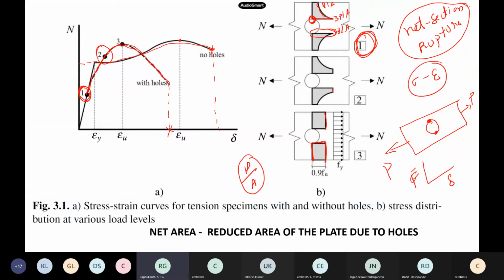Now point 2 here, whatever we are marking here: some portion of the plate has already gone into the inelastic range, but some of the plate is still in the elastic range. Now at point 3, you followed, the entire cross section has become plastified. So it goes up to this limit, and suddenly you will see this type of rupture. So this is a problem which happens in the stress strain curve when you have a hole.